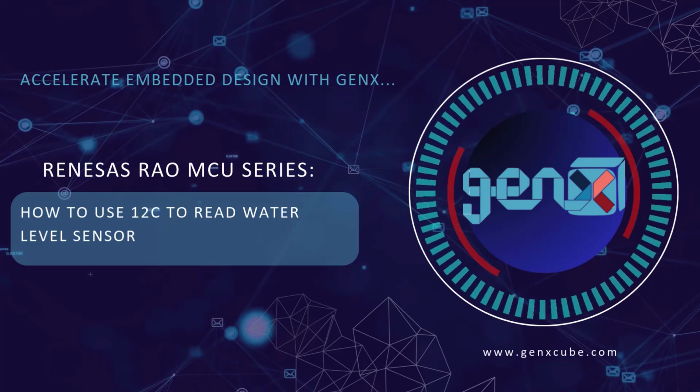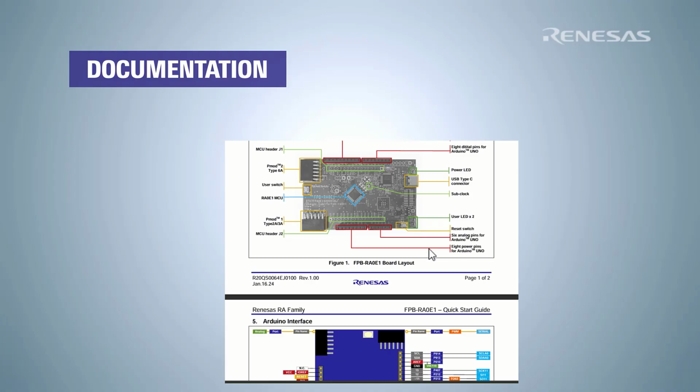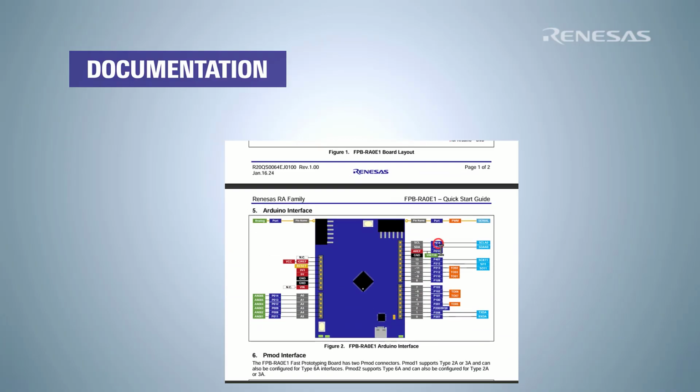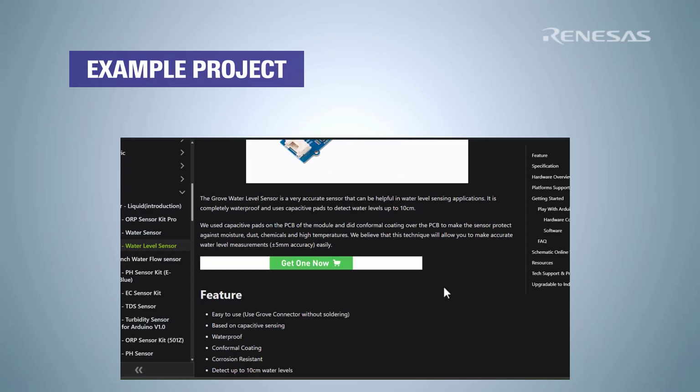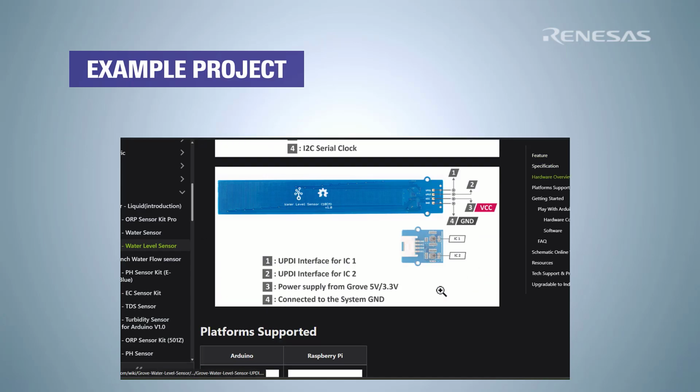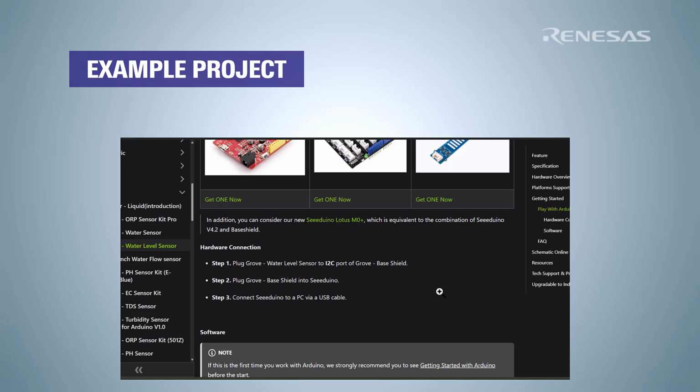In this project, I will demonstrate how to use I2C for water level sensor reading. We can use this quick start guide document to get the pin numbers for I2C connected to the Arduino interface. We will use this water level sensor from Seeed Studio.